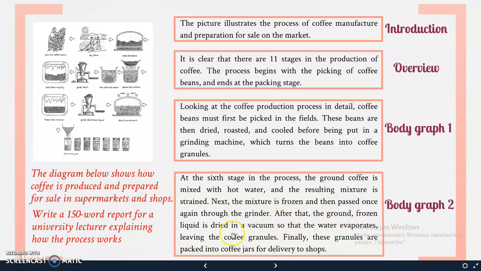After that, the ground frozen liquid is dried in a vacuum so that the water evaporates, leaving the coffee granules. Finally, these granules are packed into coffee jars for delivery for shops. Here, the last stage. So we have written an introduction, overview, and we have given 2 paragraphs describing the main stages.